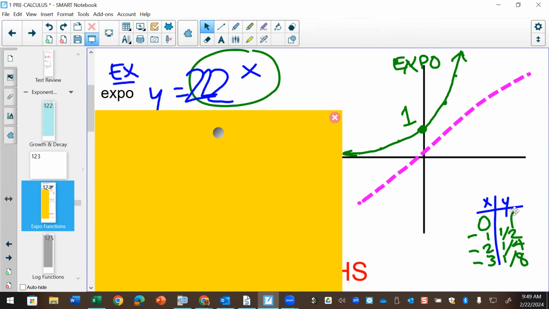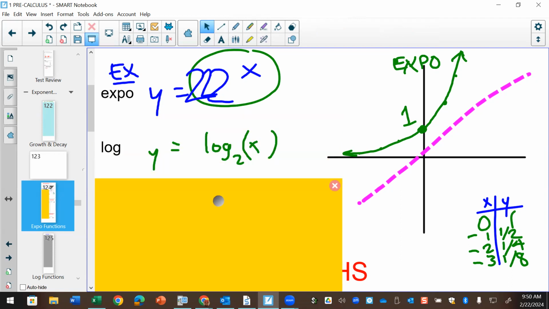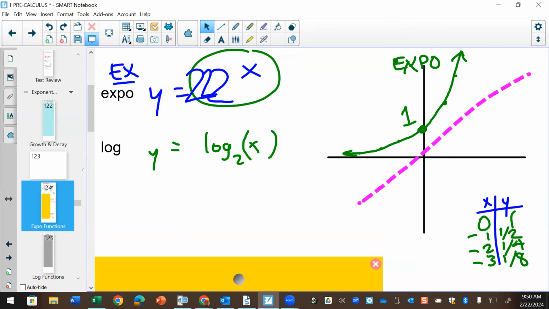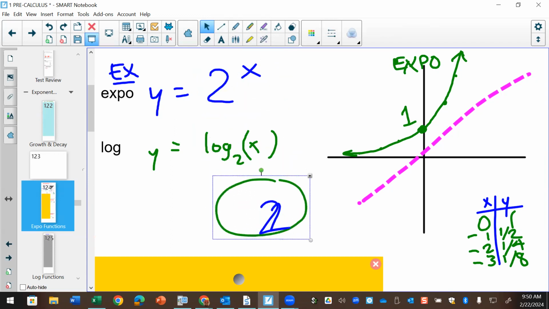Now, the inverse, if you remember that word, of expo is log. Copy this one down while I clean this up.